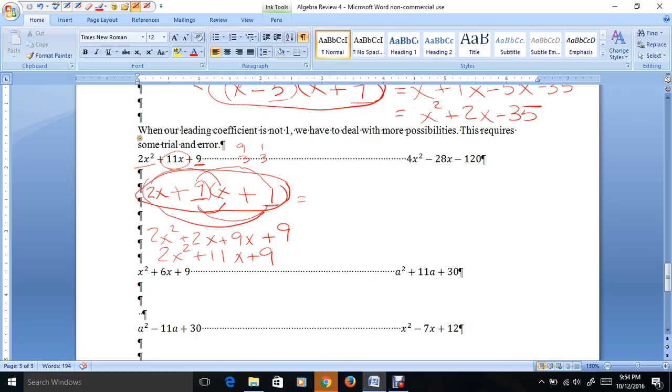Alright, so this involves trial and error. When you do these problems, you don't just automatically know what the answer is going to be. You have to do trial and error, and try a couple of things sometimes to get the correct thing.